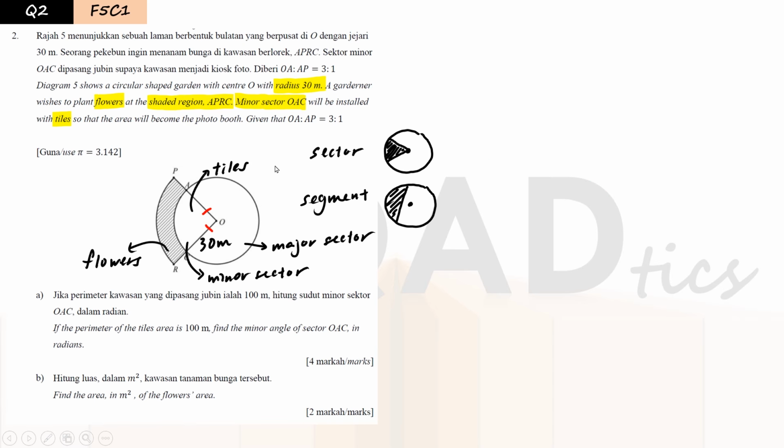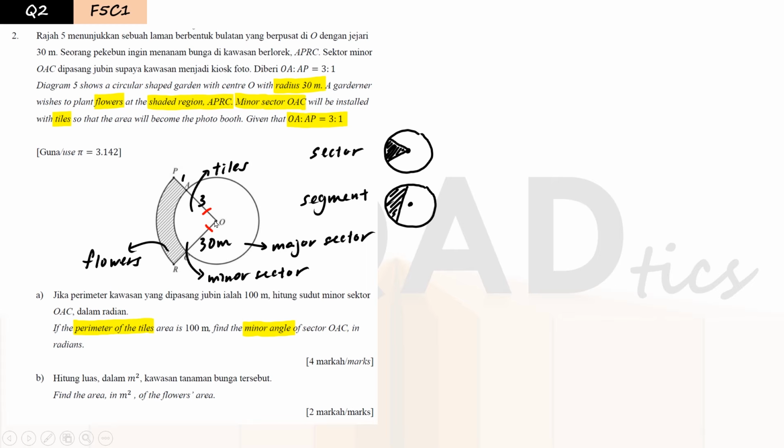Alright, so coming back to here, we are also given the ratio of line OAP. OA is 3 parts and AP is 1 part. So going into part A, we are given the perimeter of the tiles, which is the minor sector here, and we need to figure out the minor angle of sector OAC.